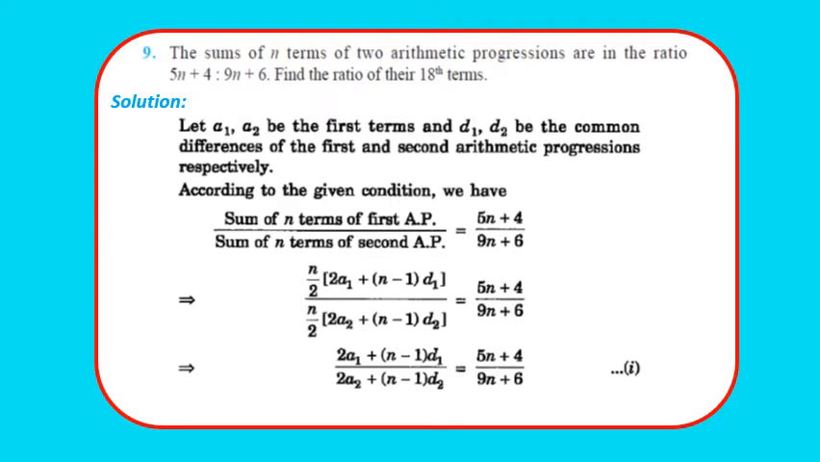So applying the formula of Sn, we get n by 2 into (2a1 plus n minus 1 into d1) upon n by 2 into (2a2 plus n minus 1 into d2) equals to 5n plus 4 upon 9n plus 6. So cancelling, we get 2a1 plus (n minus 1) d1 upon 2a2 plus (n minus 1) d2 equals to 5n plus 4 upon 9n plus 6.